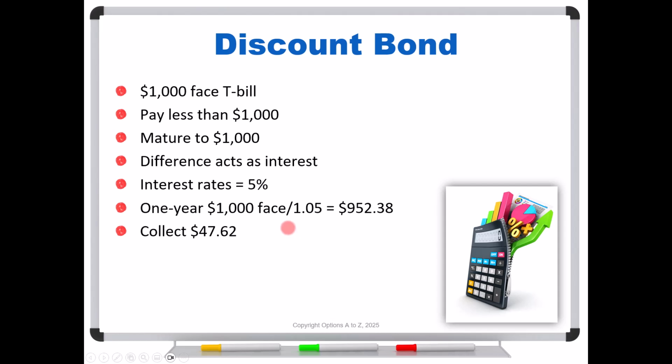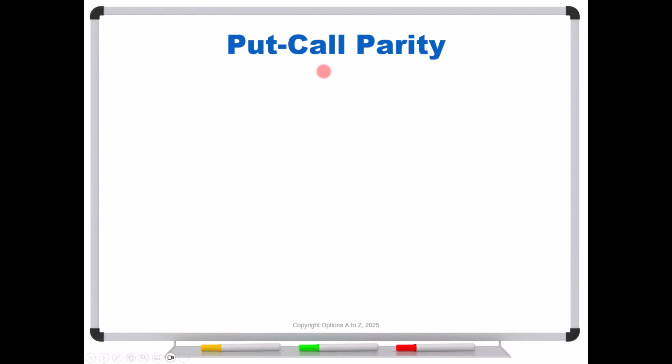So what's that percentage? Well, if we take the $47.62 effective interest divided by the $952.38 purchase price, no surprise, it comes up to be 5%, exactly as it should. So this is one of the key building blocks to understanding put-call parity, this whole idea of a discount bond. So keep that in mind, kind of hold that thought for right now, and then let's get into put-call parity.